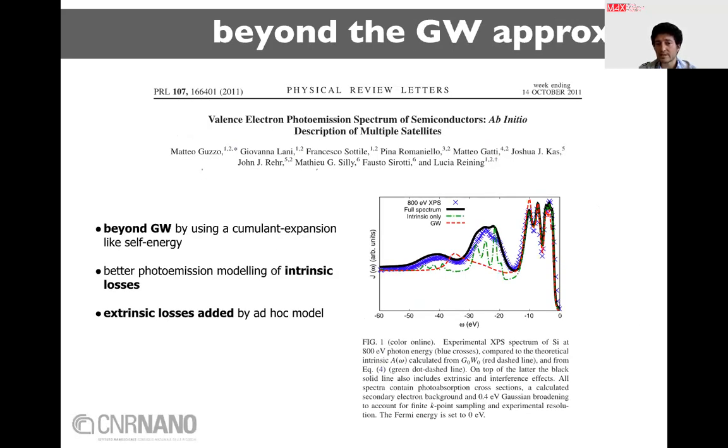And still concerning satellites, the GW has been combined with cumulant approaches such as done here, and that has been shown by several groups to improve significantly on the position and intensity of the satellites, though as clearly discussed in this paper here, in order then to estimate the photoemission signal, you actually need to include also a description of the extrinsic losses that are not described at this level of the theory.